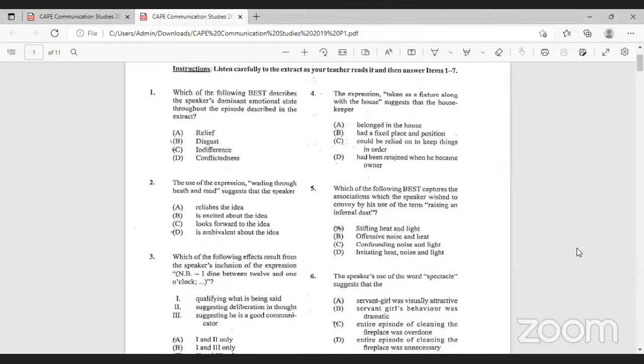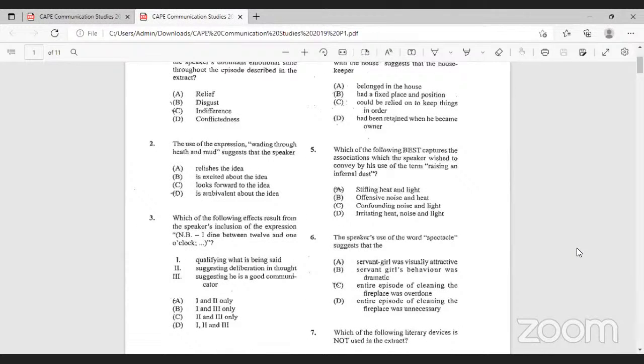Number 6, the speaker's use of the word spectacle suggests that A, the servant girl was visually attractive, the servant girl's behavior was dramatic, the entire episode of cleaning the fireplace was overdone, or the entire episode of cleaning the fireplace was unnecessary. The answer is C. The entire episode of cleaning the fireplace was overdone. They're creating a spectacle, they're creating a scene.